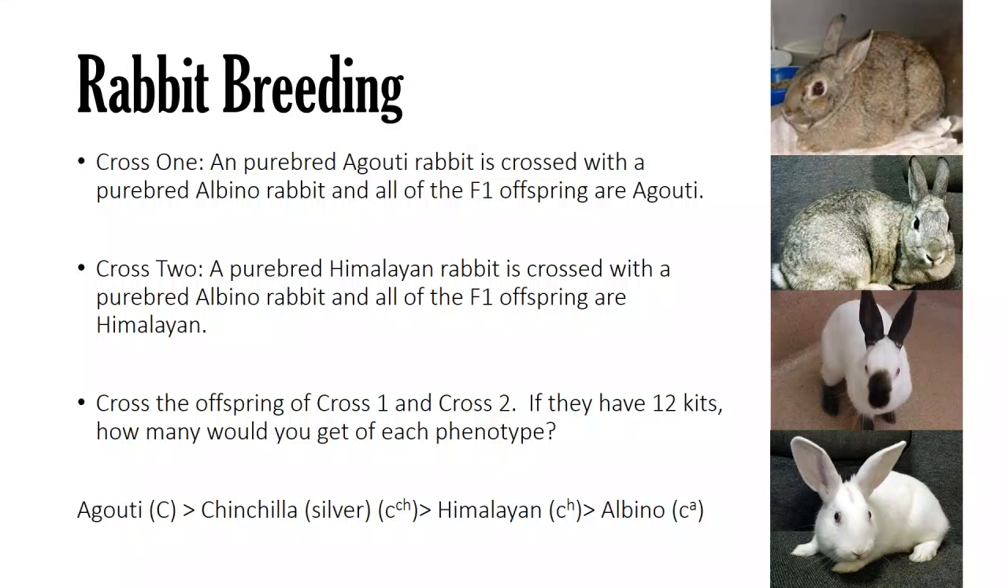For cross two, we're going to cross a purebred Himalayan rabbit with a purebred albino rabbit, and all the F1 offspring are Himalayan, so see if you can map that one out. And then we're going to cross the offspring of cross one and two. They have 12 kits, which is the name for baby rabbits, and we're going to think about how many we would see of each phenotype. So let's play around with this idea of multiple alleles, and then we'll jump into some examples that have both multiple alleles and codominance in a second.